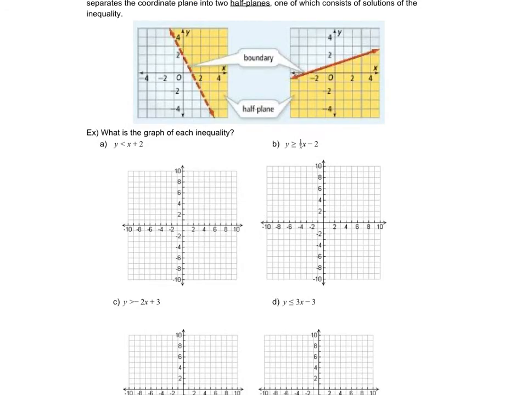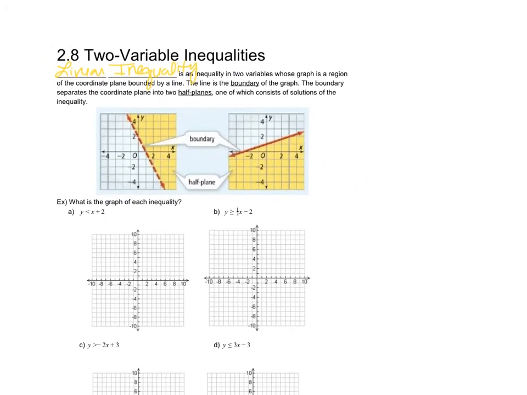Okay, so let's just recap here. If you have a less than or greater than symbol, remember this from Algebra 1, you're going to have a dashed line. If you have a less than or equal to or greater than or equal to, it is a solid line.